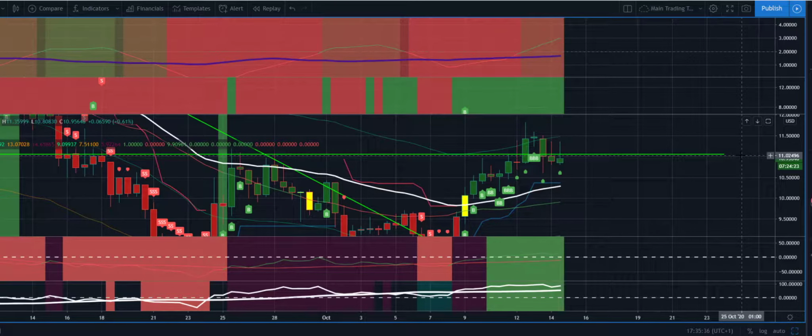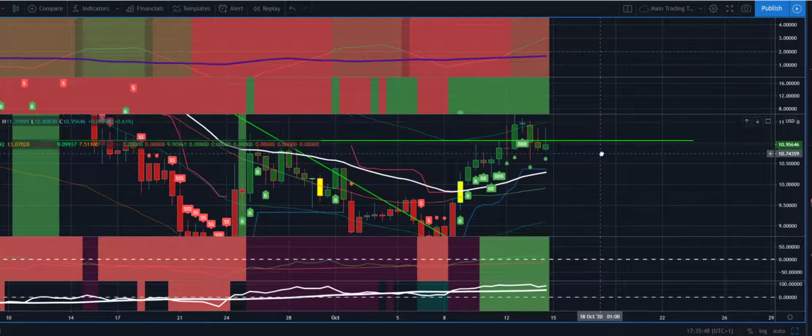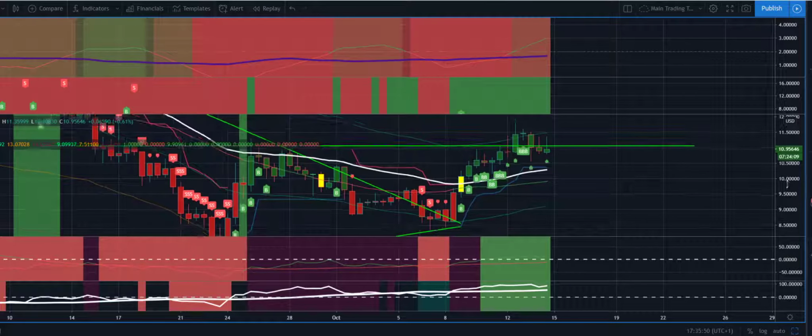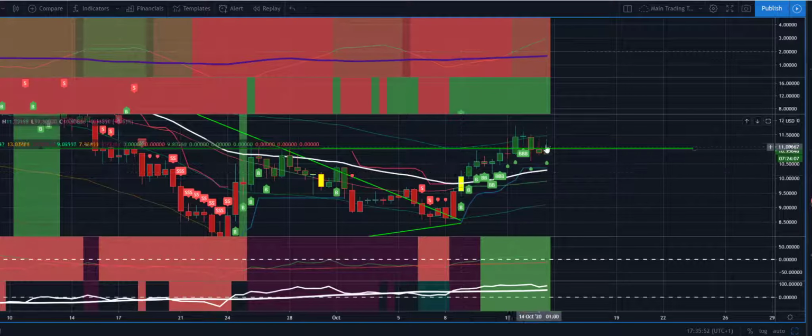Of course, I would still like to see a close above the $11. That is the key level at the moment. But as it's green, the price action trend is green, the volume is green, so everything's looking quite good on Link on the 12 hour at the moment. So quite like Bitcoin, it's actually looking quite good here.